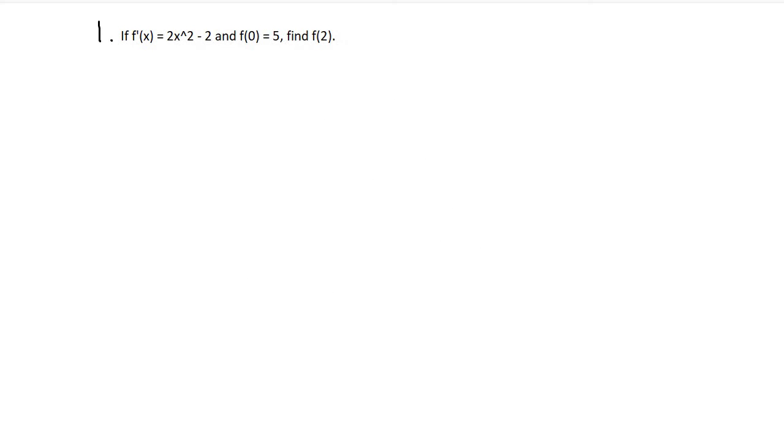So for number 1, we have: if f prime of x equals 2x squared minus 2 and f of 0 equals 5, find f of 2. Once again, the net change theorem formula is f of b equals f of a plus the integral from a to b of f prime of x.